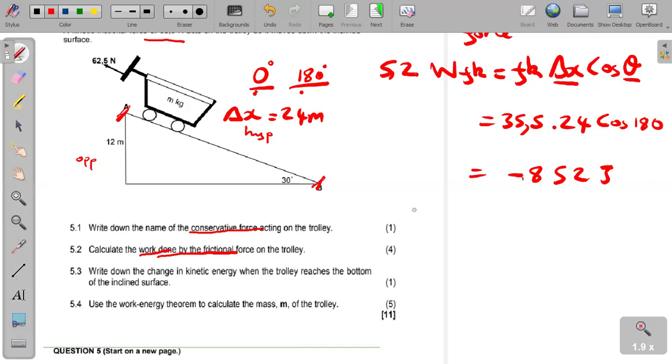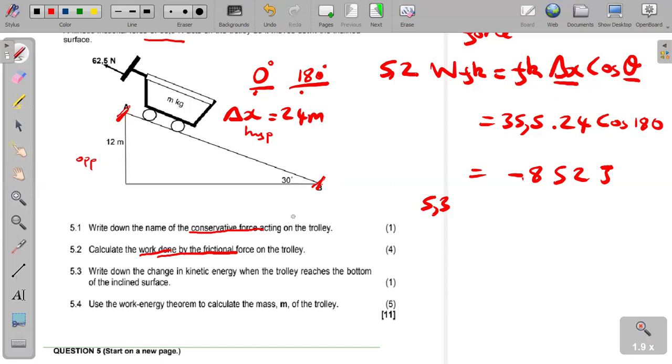We've answered 5.2. Let's go to 5.3. 5.3 is saying, write down the change in kinetic energy when the trolley reaches the bottom of the inclined surface here at B.